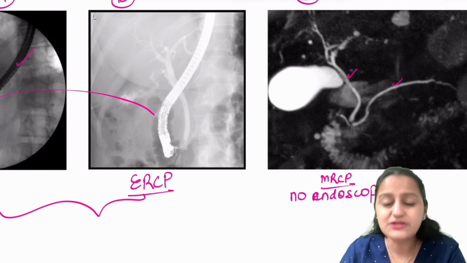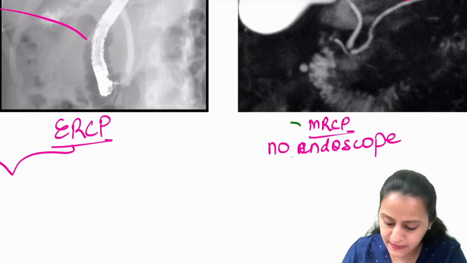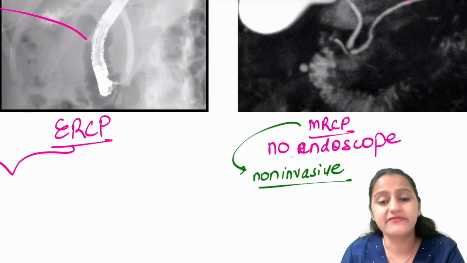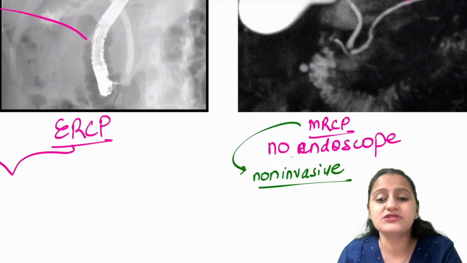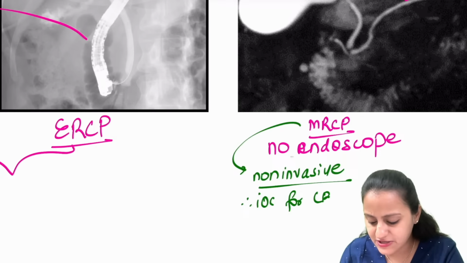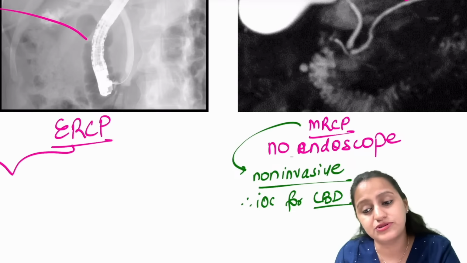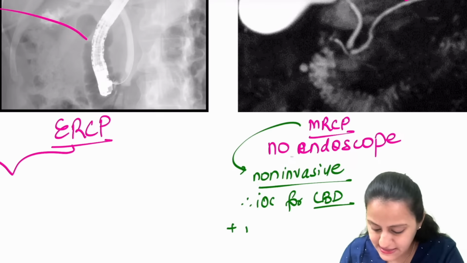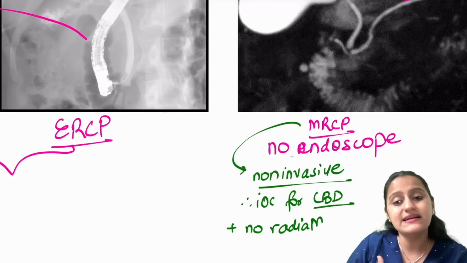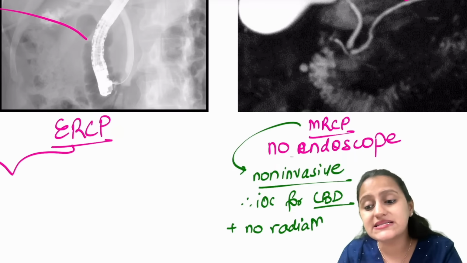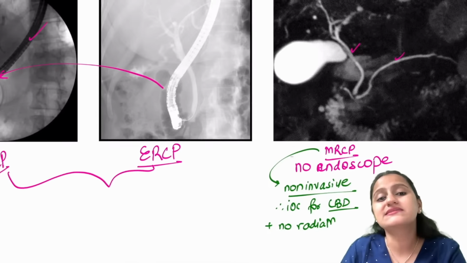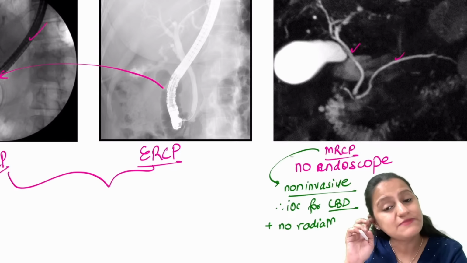What is the advantage of MRCP over ERCP? The advantage is MRCP is non-invasive. ERCP is an invasive procedure. MRCP is non-invasive, and therefore it is the investigation of choice for biliary pathologies, for CBD. Correct. Plus, there is no radiation in MRCP because it is MRI. ERCP is a contrast X-ray. It does have radiation. So remember, MRCP does not need contrast. We can do MRCP without contrast.